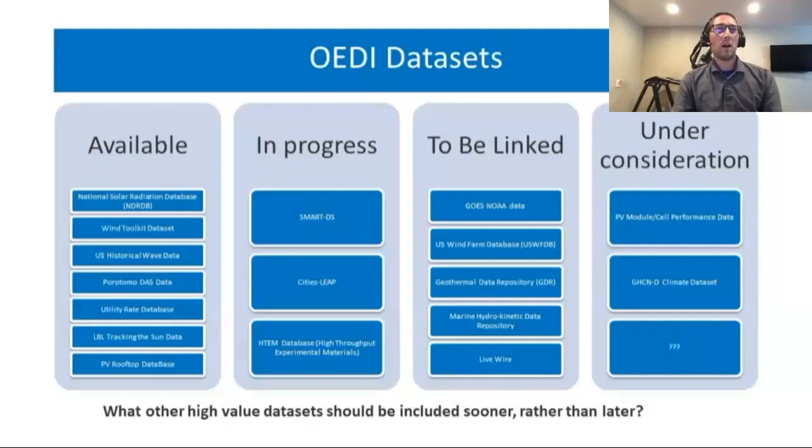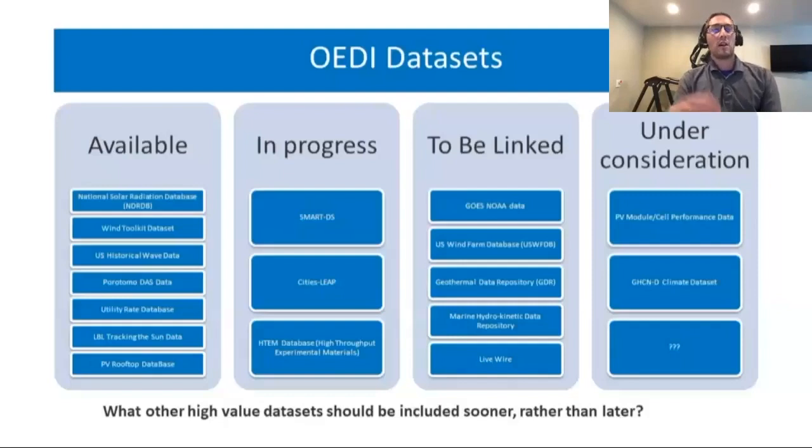We're also working on adding some distribution system data from the SmartDS project. So these are synthetic distribution networks. The city's LEAP data, so this is some census data that has been combined with energy data. NREL's High Throughput Experimental Materials Database, which is already on S3, but we're going to try to integrate into OEDI.